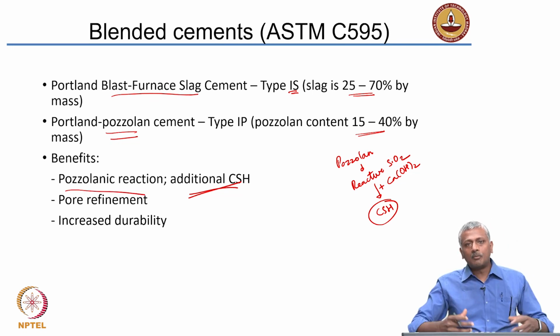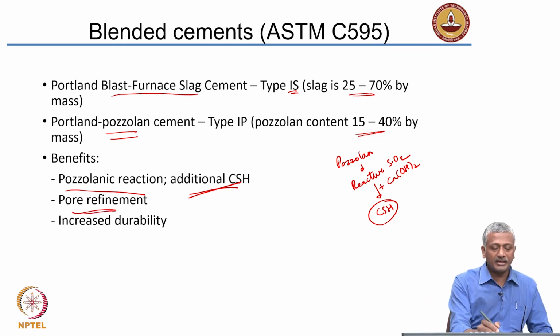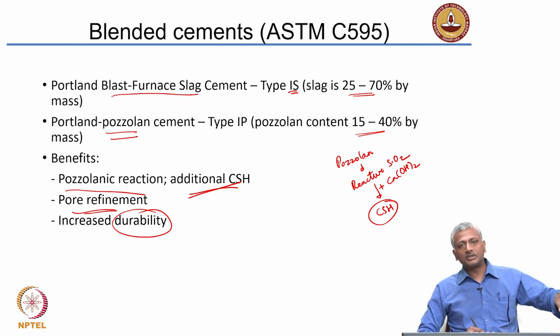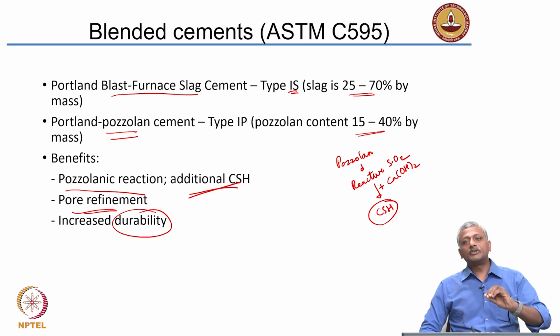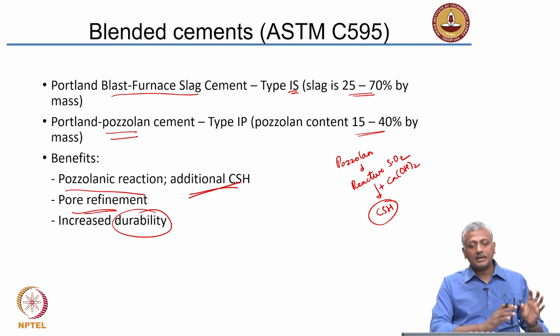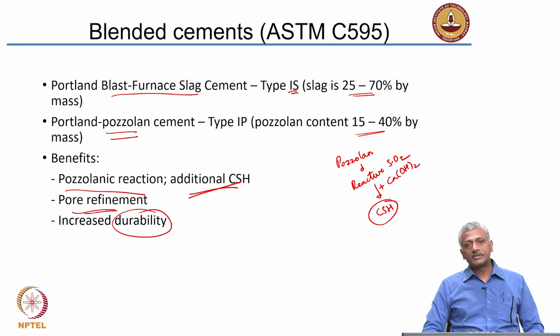And as I said, as you form more and more solid products, it will start filling up porosity. So the pores will get more refined. As a result, your concrete will be more durable. So when you replace your Portland cement with blended cement, you end up with more durable concrete. Please remember that. You increase the durability when you change from OPC to other forms of cement.